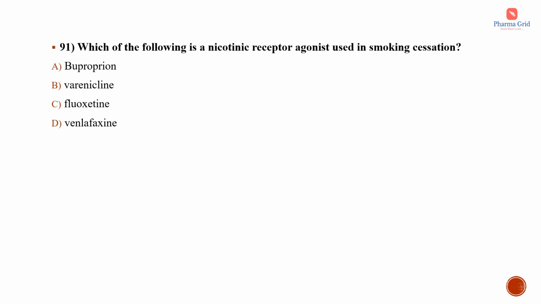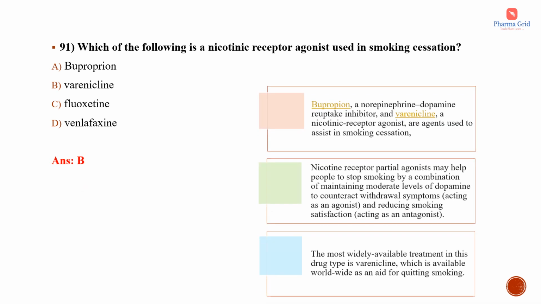Let's start with question number 91. Which of the following is a nicotinic receptor agonist used in smoking cessation? The options are bupropion, varenicline, fluoxetine, venlafaxine. So here the correct answer is option B, that is varenicline.